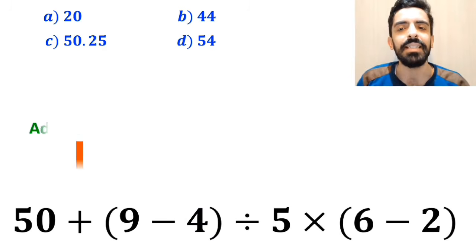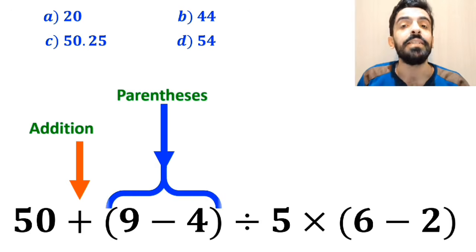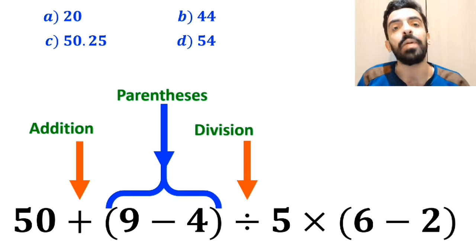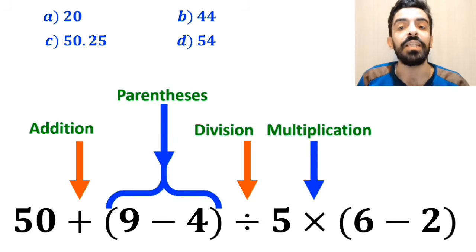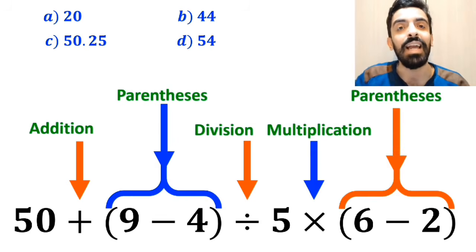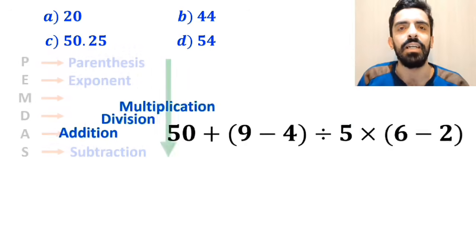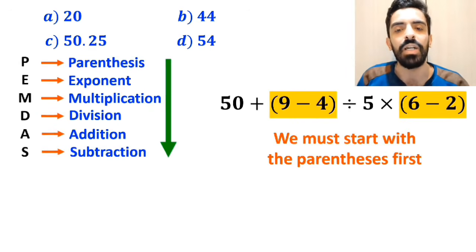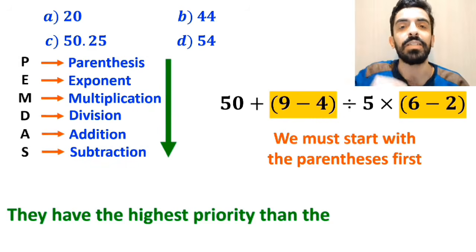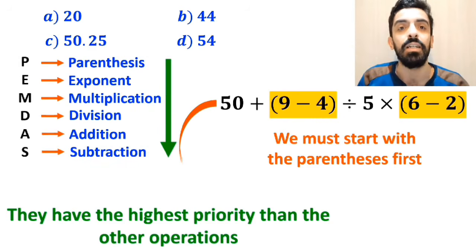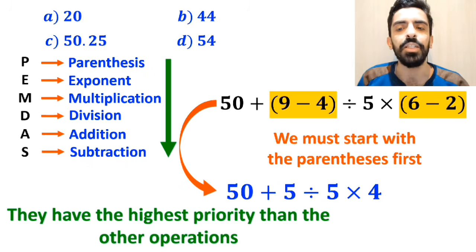Okay, as you can see in the image, in this expression, first we have an addition sign, then parentheses, followed by a division sign, after that we have a multiplication, and finally another parenthesis. We must start with the parentheses first, because they have the highest priority than the other operations. So, this expression simplifies to 50 plus 5 divided by 5 multiplied by 4.